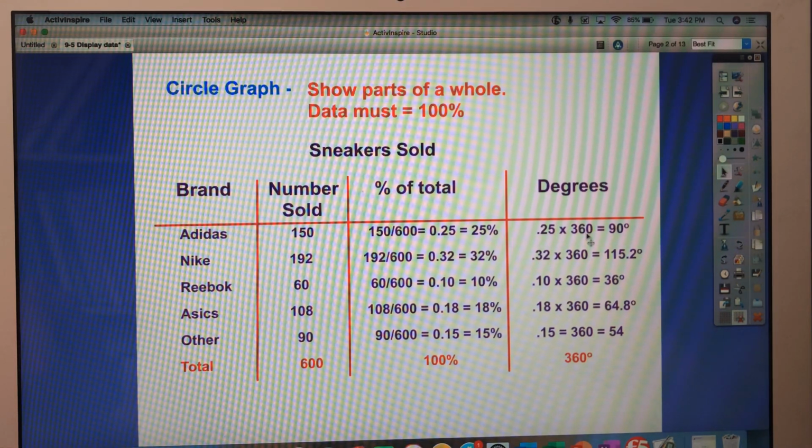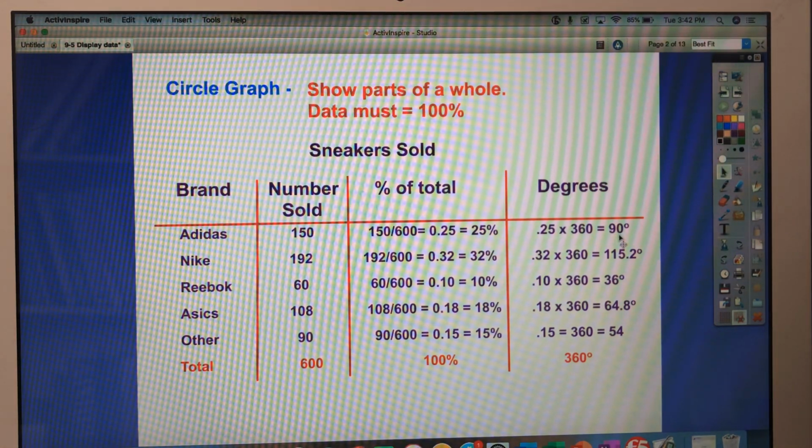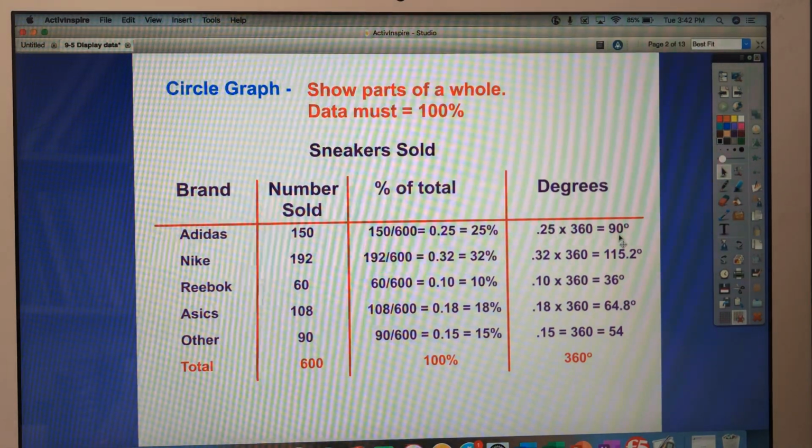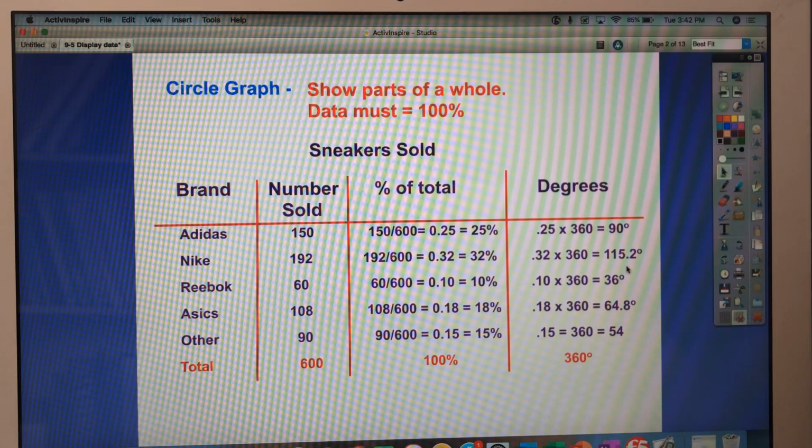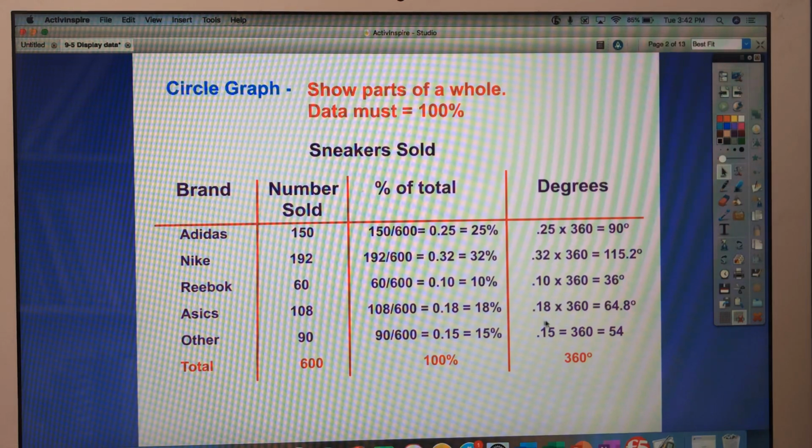0.25 times 360 degrees is 90 degrees. So when I go to make my circle, I am going to start with my first section being 90 degrees. I repeat this process. 32 percent: 0.32 times 360 is 115.2 degrees. And I do that for each portion of the circle.